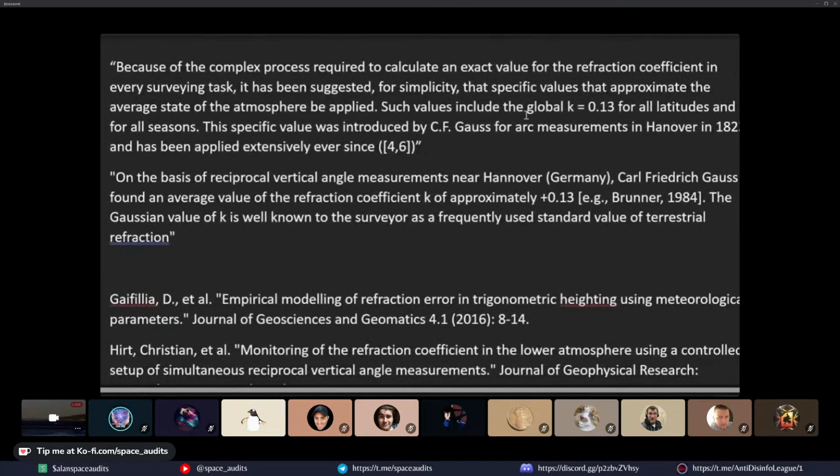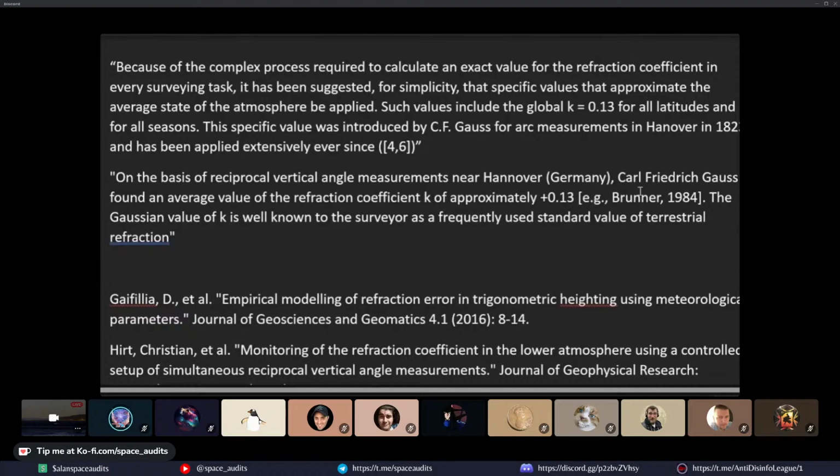There's a couple of quotes that we know support what we're trying to explain. Because of the complex process required to calculate an exact value for the refraction coefficient in every surveying task, it has been suggested for simplicity that specific values that approximate the average state of the atmosphere be applied. Such values include global K equals 0.13 for all latitudes and all seasons. The specific value was introduced by Gauss for arc measurements in Hanover in 1823 and has been applied extensively ever since. So again, they're saying that they are familiar with the broad application of 0.13 for all refraction all across the world in every season in every circumstance. Obviously, that's not ideal, but it's how they work with the average.